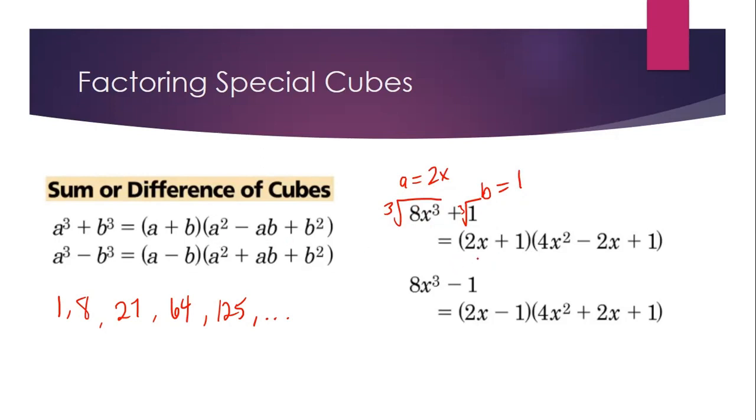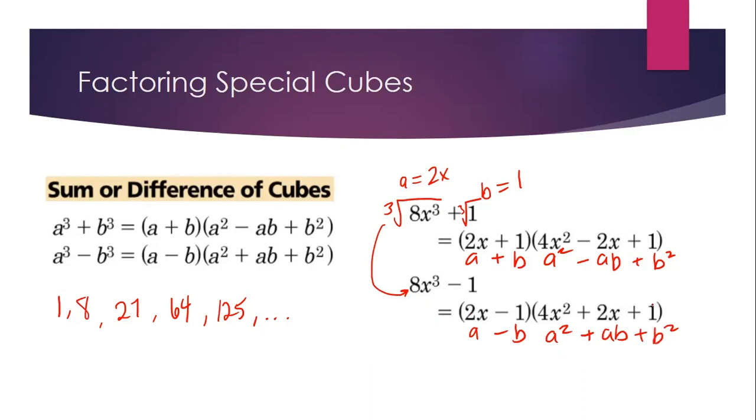Okay, so we have a plus b, then we have a squared minus a times b plus b squared. Now the same thing applies here as far as taking the cube root, but this time I'm subtracting. So it's going to be a minus b times a squared plus a times b plus b squared.